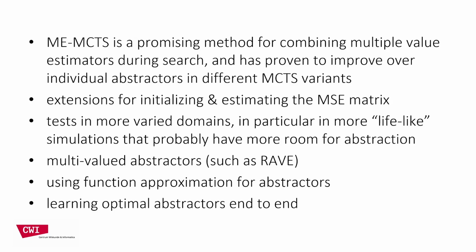In future work, it would be interesting to explore different techniques for initializing and estimating the MSA matrix sigma. We'd love to do tests in more varied domains, especially in more lifelike settings that are probably less condensed than board games and therefore offer more opportunities for abstraction. It would be interesting to look at value estimators such as RAVE, which can be formulated as multi-valued abstractors in our framework. Abstraction could be combined with function approximation to kickstart the search from even fewer samples. And finally, there's the big challenge of learning optimal online generalization methods end to end.